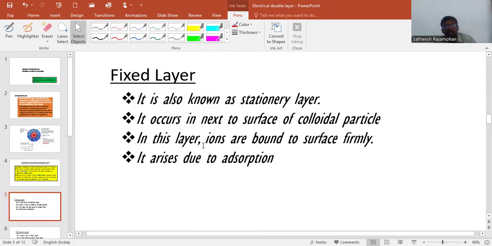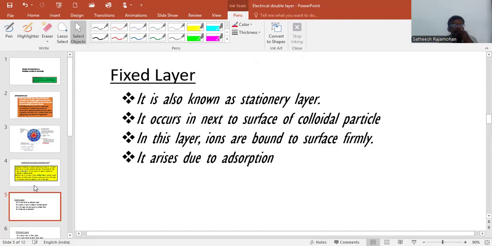In this layer, the positively charged ions are bound to the surface firmly. Suppose the positively charged ions are present at the center of the colloidal particle, then the negatively charged ions will surround the surface of the colloids. So it arises due to adsorption. How does it happen? It all happens by means of adsorption.